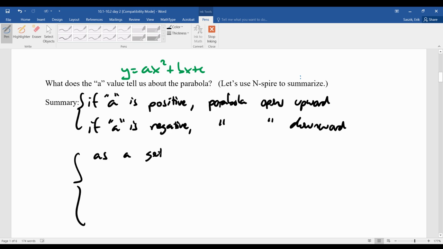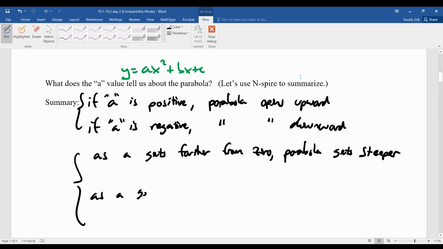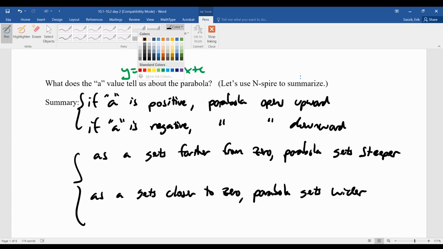As a gets farther from 0, the parabola gets steeper. As a gets closer to 0, the parabola gets wider. So what do I mean by that?